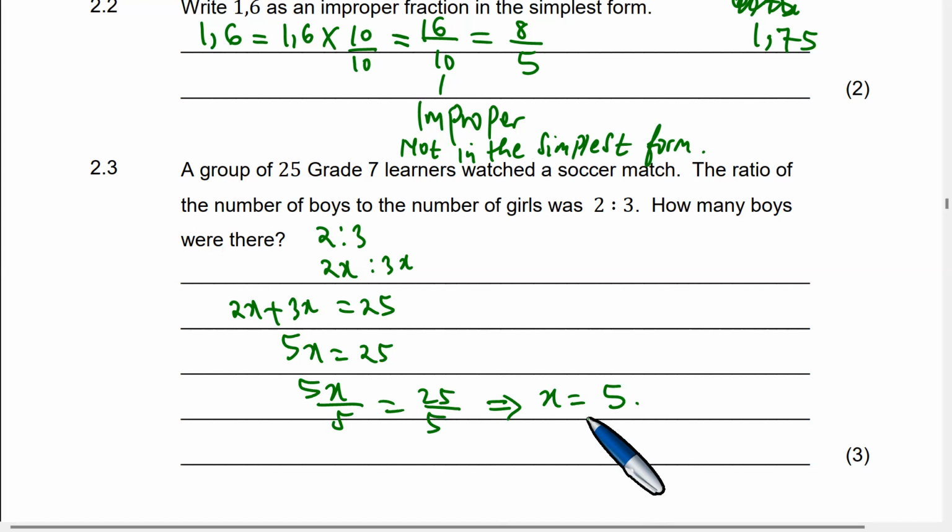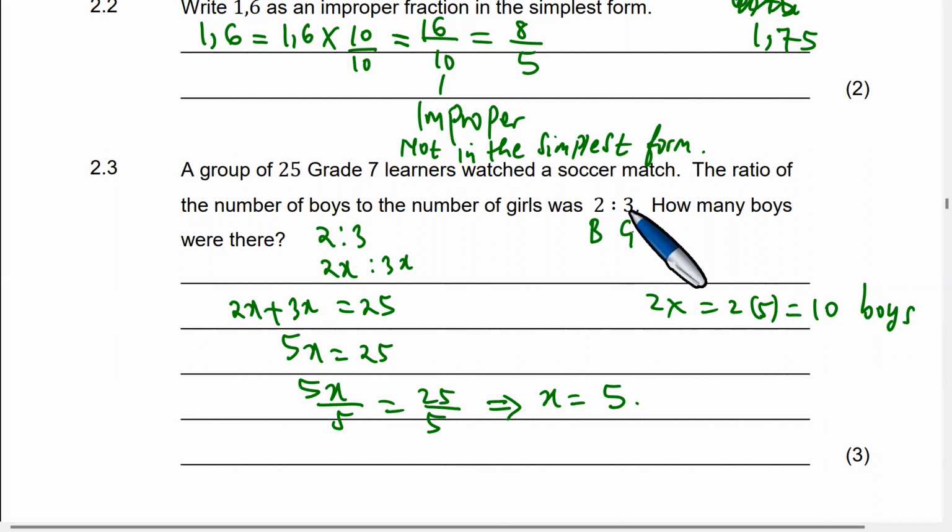So if they ask, how many boys were there? Because this is the ratio of the number of boys to the number of girls. So these are the boys and these are the girls. So which means that if they want the boys, it will be 2x. So it's 2 times 5. What is 2 times 5? 10 boys.